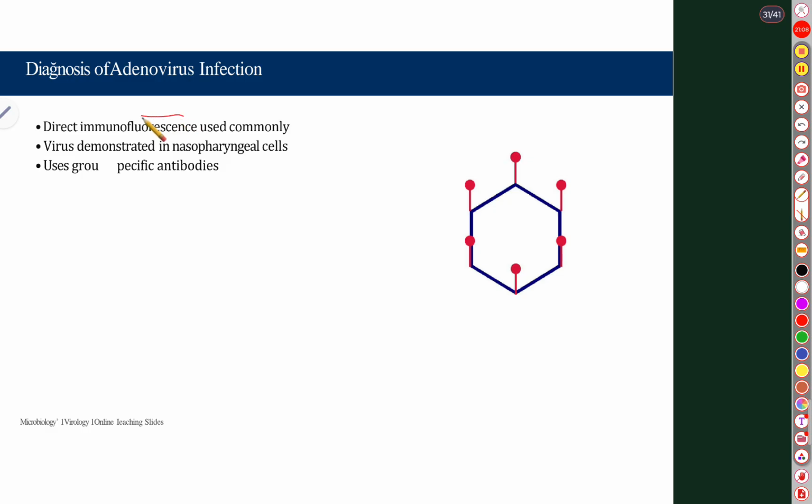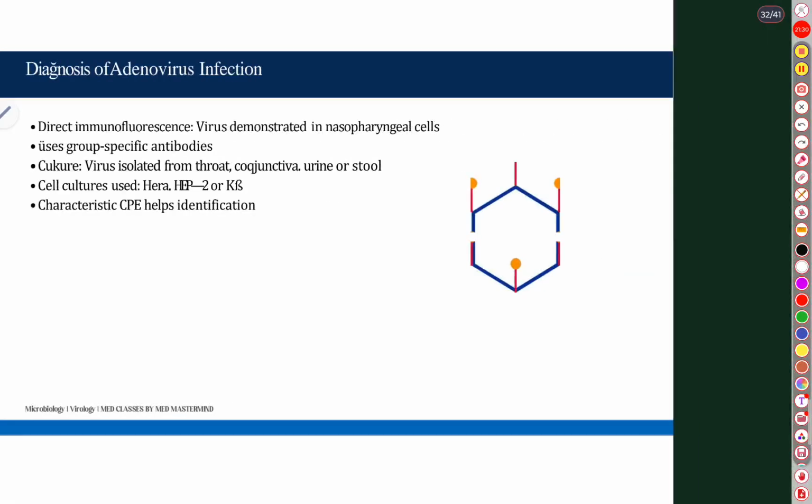The most common method used is direct immunofluorescence, where virus is demonstrated in the pharyngeal and nasopharyngeal cells using group-specific antibodies. Okay, it uses group-specific antibodies. In direct immunofluorescence, the virus is demonstrated in the nasopharyngeal cells using group-specific antibody.